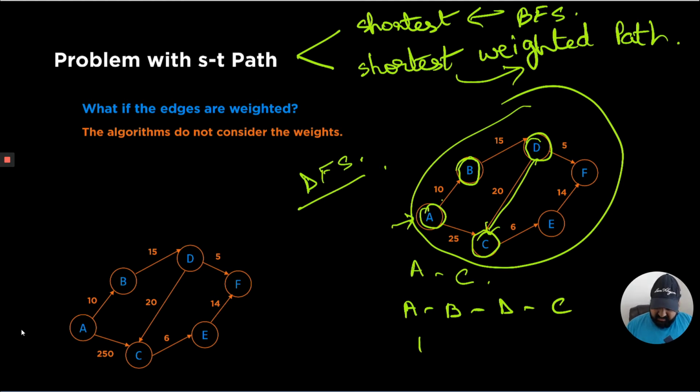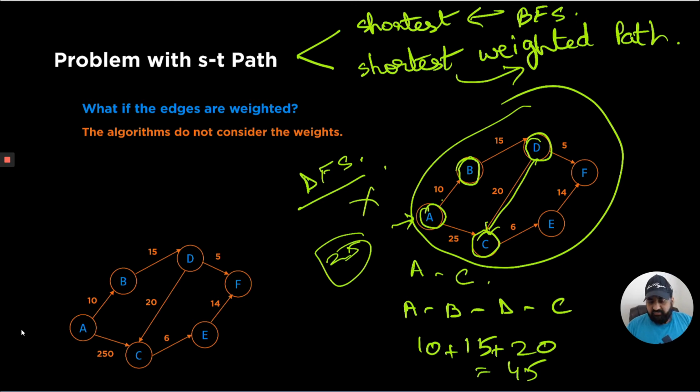Now A to B is 10, B to D is 15, and D to C is 20. So if we add all these numbers, this is equal to 45. But you can see A is already connected to C, so the shortest path might actually be just going directly from A to C, which is 25. So this is not working for the weighted graph.